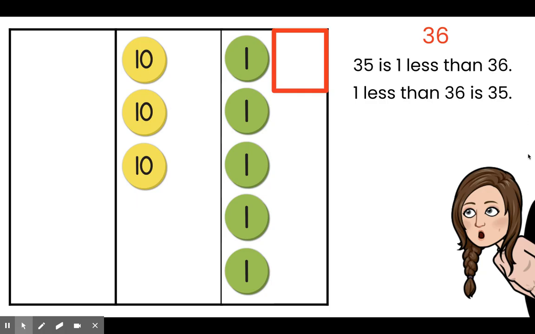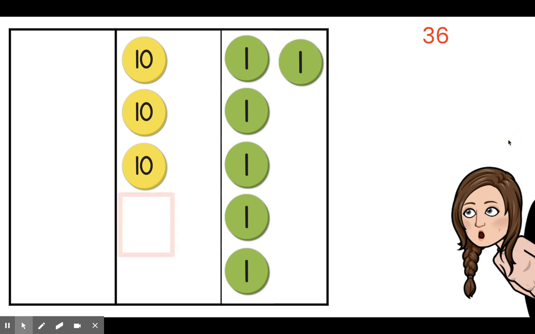Let's write it in a number sentence. 36 subtract 1 equals 35. That's what we just did. By taking away one place value disc, we've subtracted 1 from 36, and now we have 35. We could also write the equation this way. 35 equals 36 subtract 1.